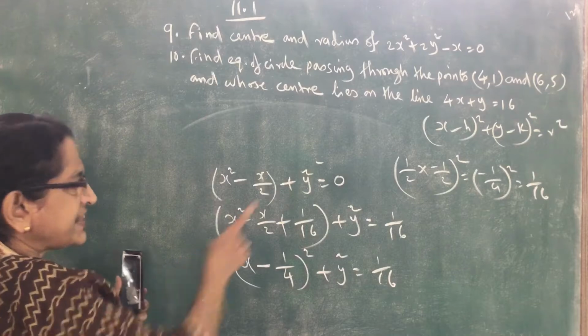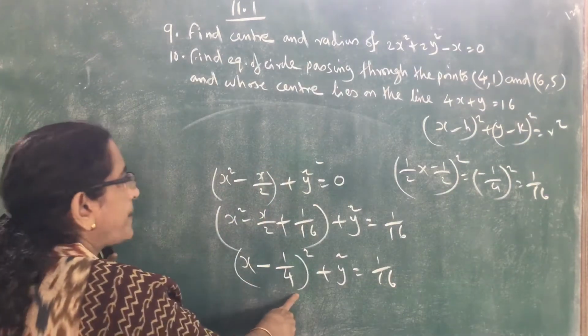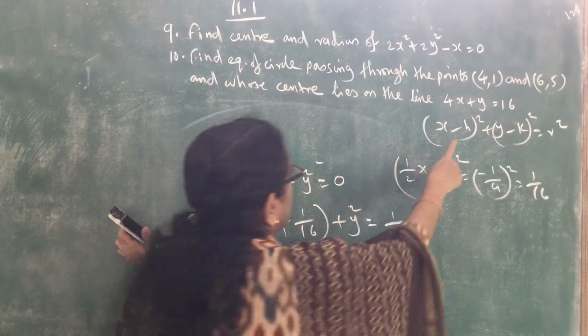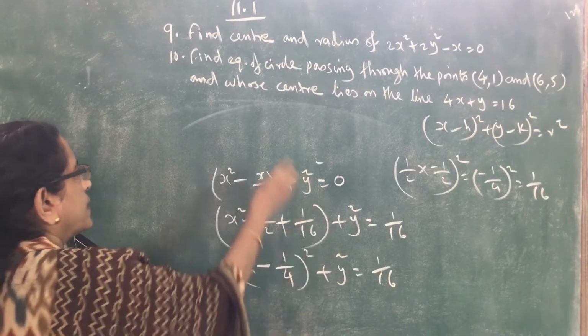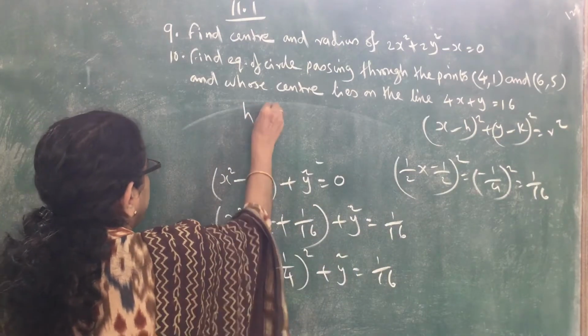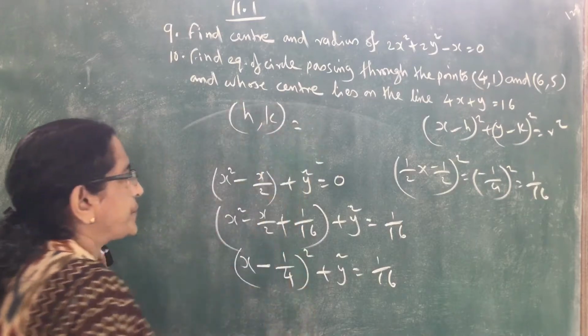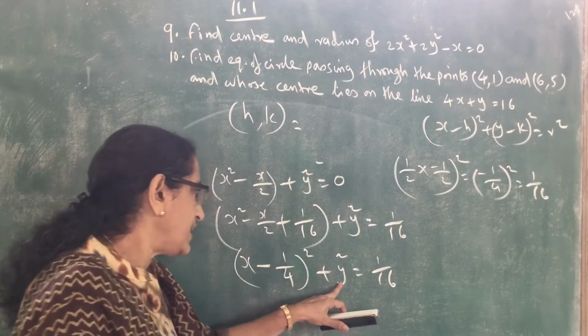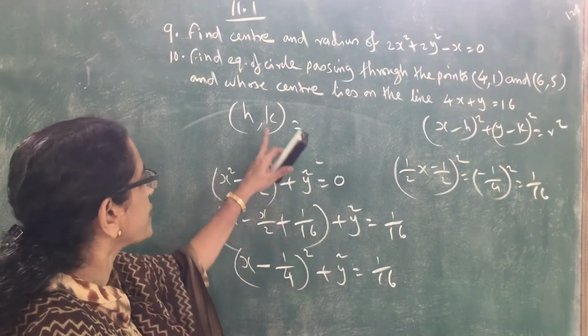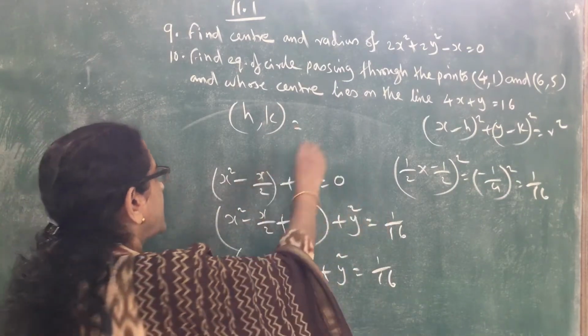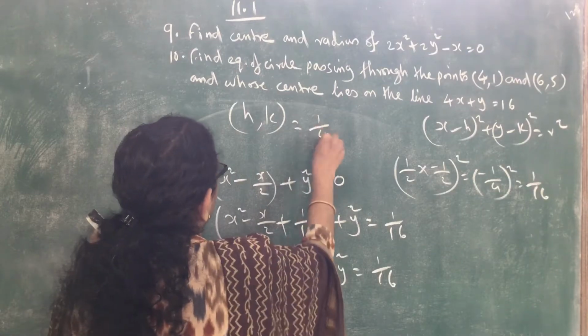So compare with that form, x minus h. In the place of h, it is 1 by 4. x minus h whole square, so x minus 1 by 4 whole square. So h is 1 by 4. Here y, it is same as y minus 0 whole square. So in the place of k, it is 0. So h, k equal to 1 by 4 comma 0.